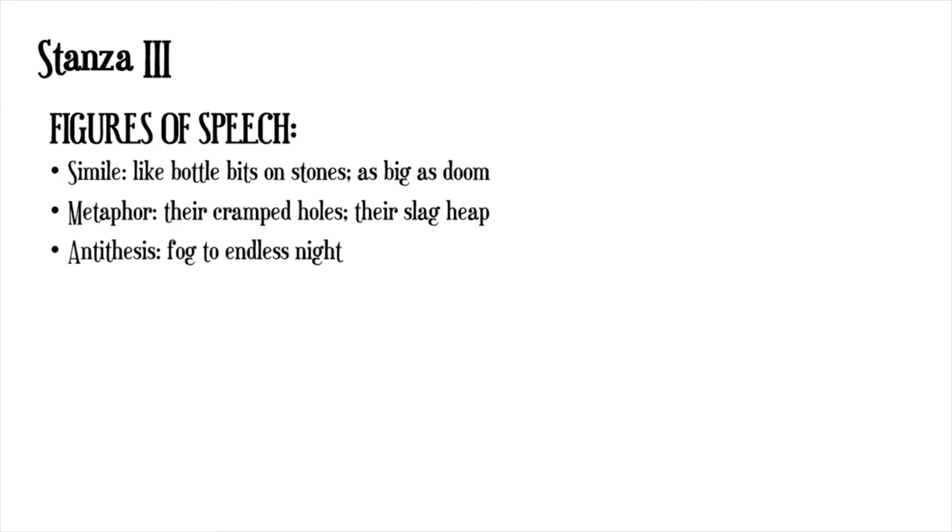Now, after these important points, the poetic devices that the poet has used, first is simile. He's compared the lives like bottle bits on stone, and he's compared the slum as big as doom. Both of them are similes. Then he's used metaphor in their cramped holes and their slag heap. In the second part of the video, I've explained this their slag heap very clearly, and it is important, so just go through it again. Then he's used antithesis in fog to endless night.